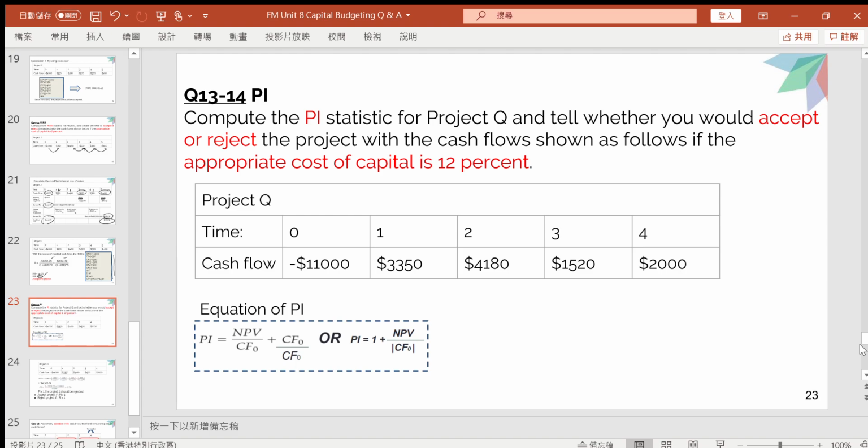Okay, the seventh one is about the profitability index. Compute the profitability index for the project Q and tell whether you should accept or reject, and assume the cost of the capital is 12%. It also gives you normal cash flow information of a project. Then we will work out the figures. That is the net present value of this cash flow first.